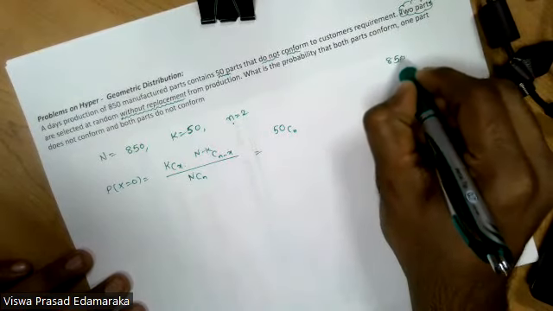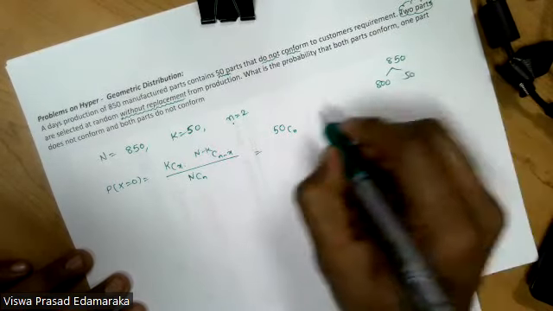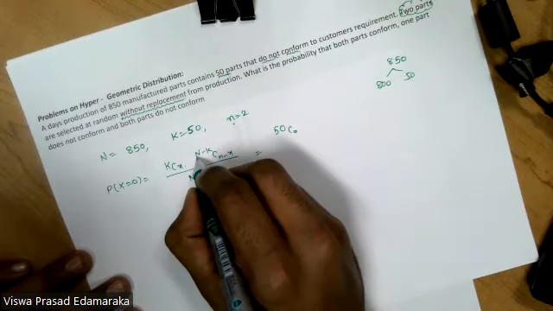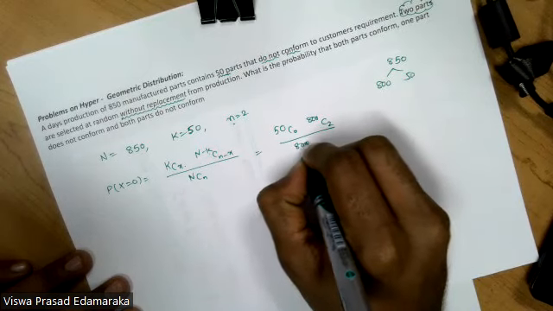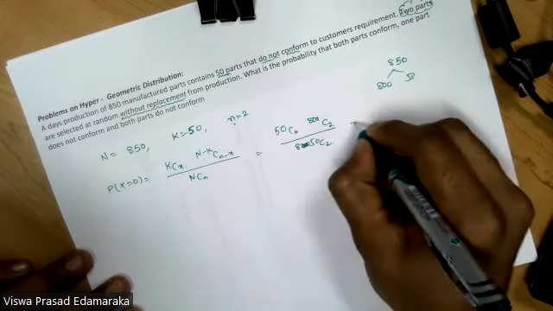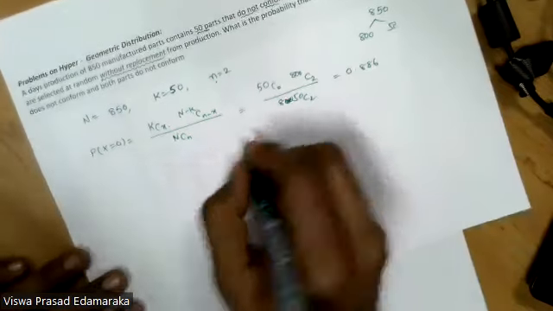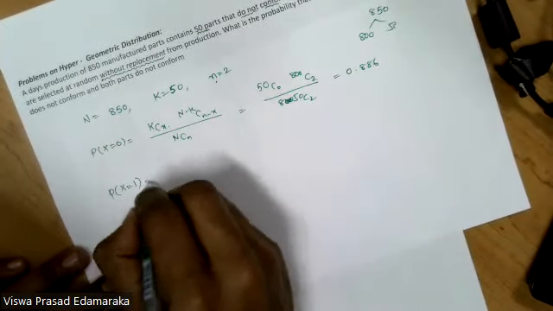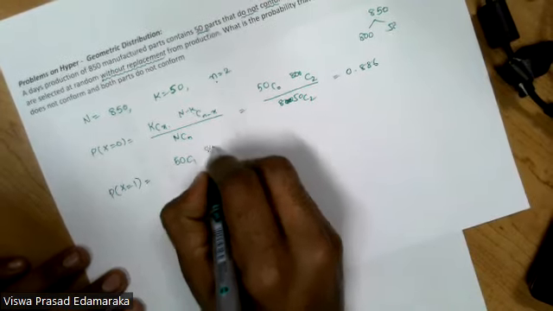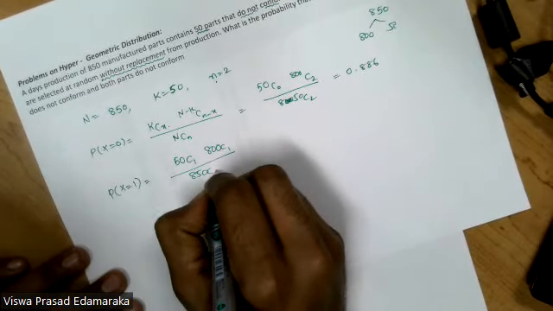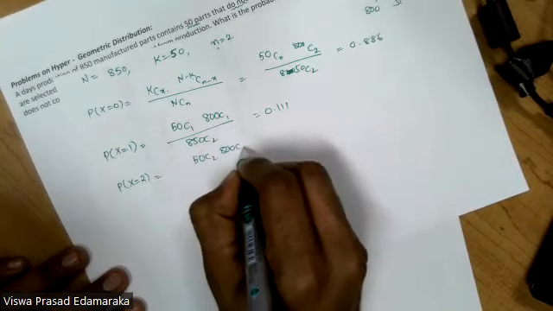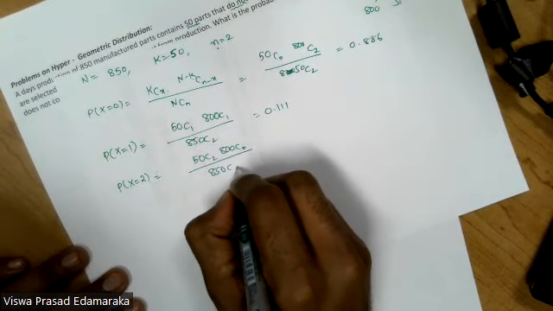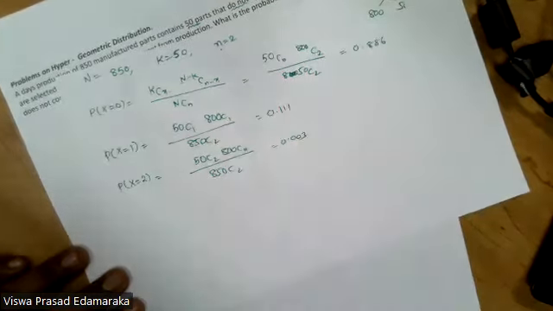Out of 850, there are 850, right? So N minus K, 850 minus 50, is 800 C2 divided by 850 C2. We'll get 0.886. Similarly, P of X equals 1, that is one confirmed: 50 C1, 800 C1 by 850 C2. This is 0.11. P of X equals 2 is 50 C2, 800 C0 divided by 850 C2, that is 0.003.